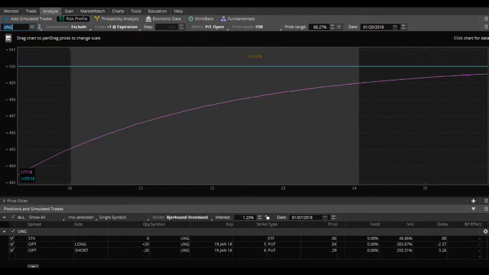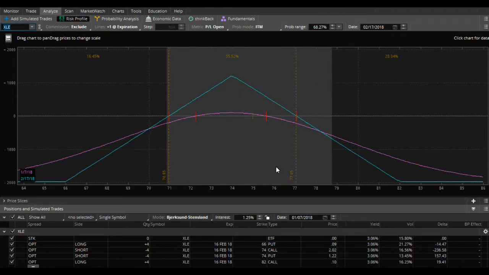UNG has been a disaster for me for a while. And so we're waiting for the Thinkorswim platform to adjust with the most recent split. So as soon as this gets updated, we'll relook here at this UNG position.